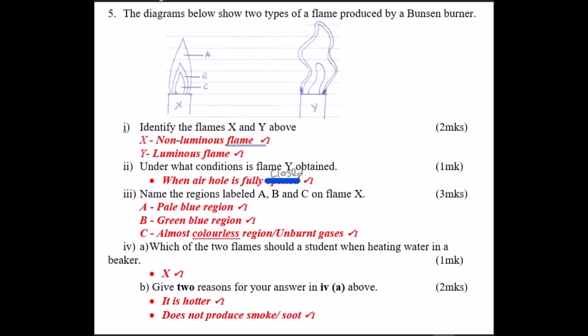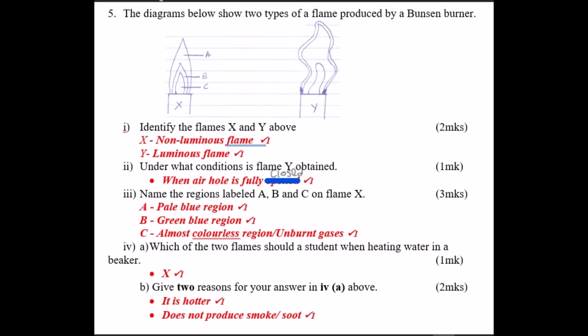Then Roman 3, the region A, the outermost of a non-luminous flame, it's a pale blue region. The center one is the green-blue zone. Then C is the almost colorless zone. The other is called the unburnt gases.